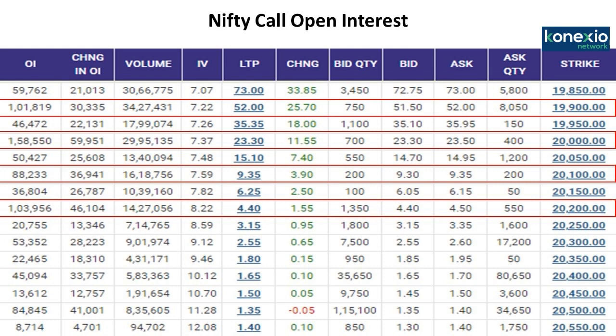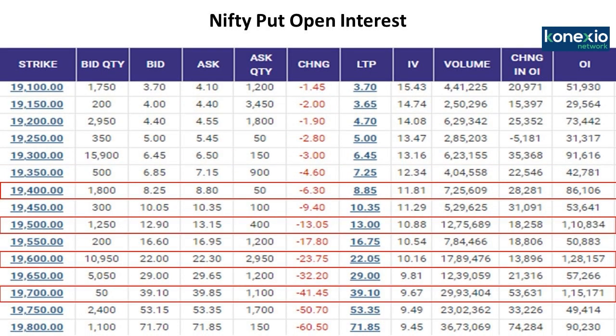Now, friends, let us discuss the Nifty put data. In Nifty puts, the action is seen in 19,700 puts, then 19,600 puts, 19,500 puts, and 19,400 puts. Here you can see there is a rise in the volumes and a rise in the open interest. Implied volatility is between 9.67 and 11.81.